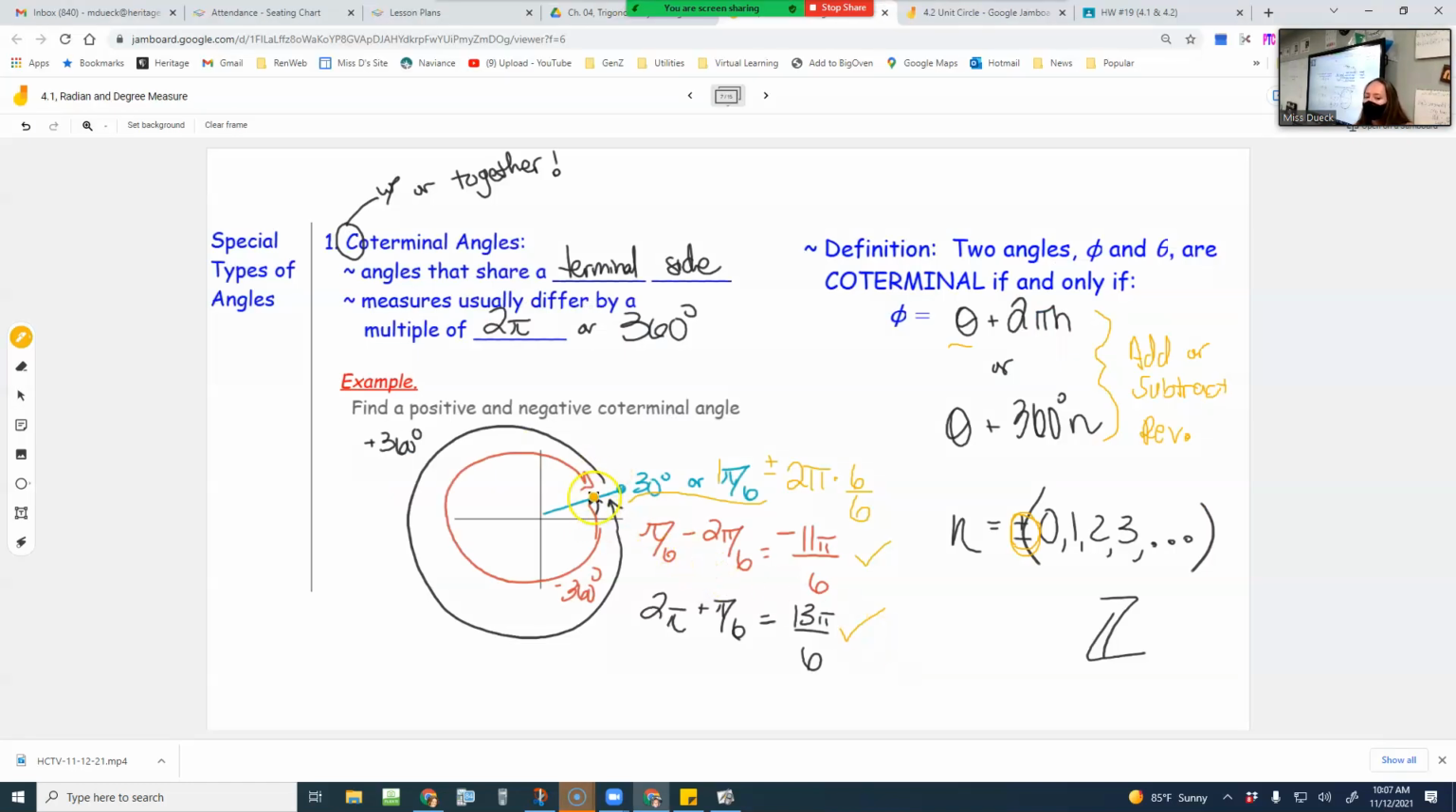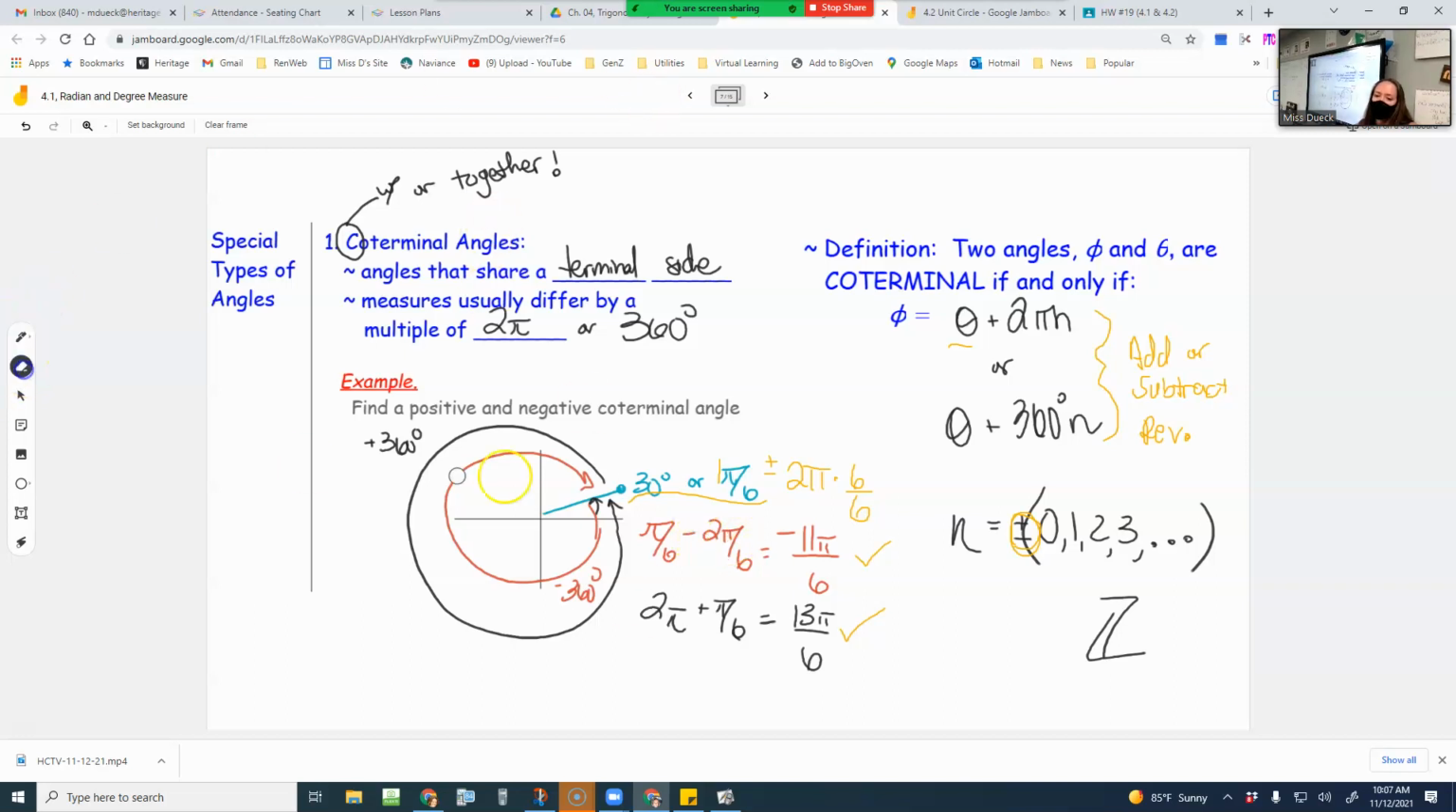Because look at the little black arrow. That's your initial turning of like 30 or pi over 6. The initial turning is one way to land there. But if you've already turned this, if you need to get back to this spot and you keep turning in the positive way, you need one full revolution, so one full adding of 2 pi.